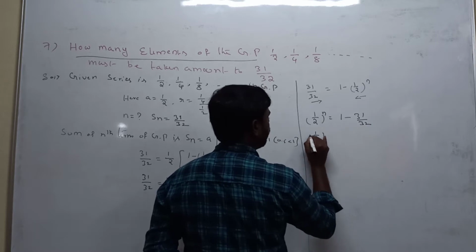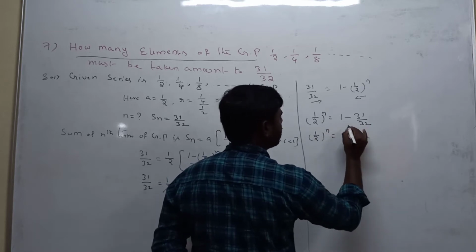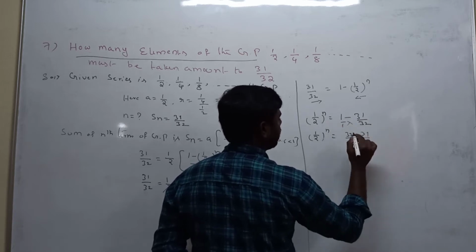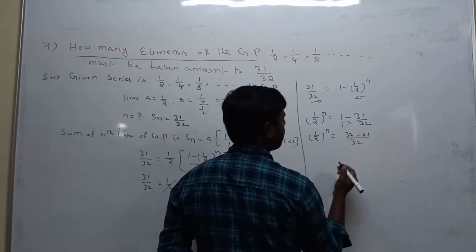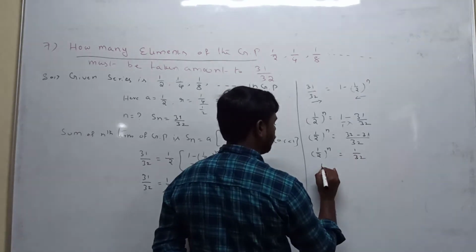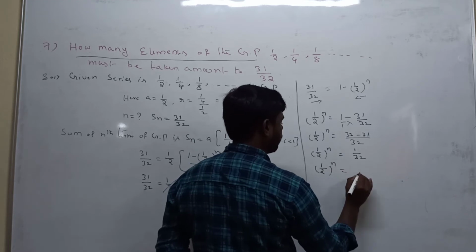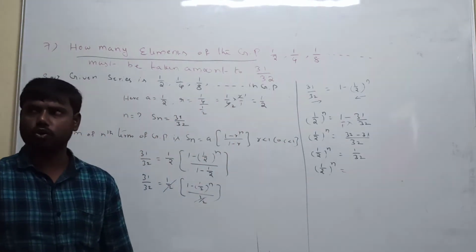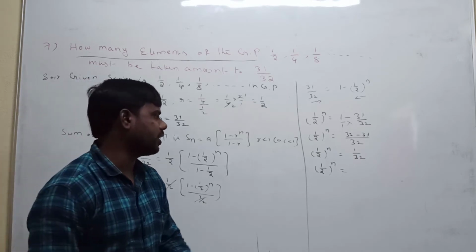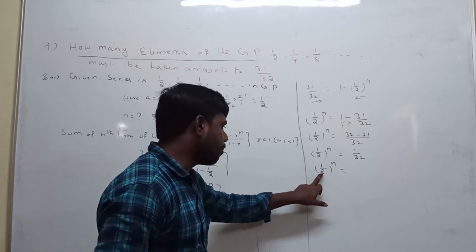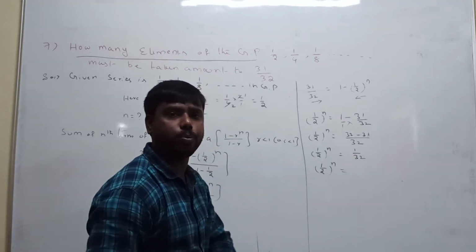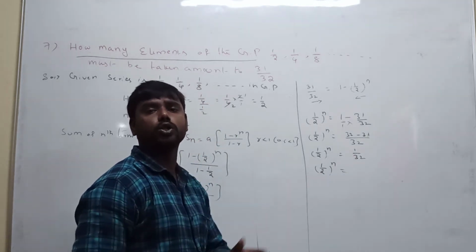So 1 by 2 whole to the power of n is equal to, LCM is 32. Cross product: 1 into 32 is 32, minus 1 into 31 is 31. 32 minus 31 value is 1 only. So 1 by 2 whole to the power of n is equal to 1 by 32. Before, 2 power of n is equal to 256, which we converted in terms of 2 power of 8 times. Here, the left hand side has 1 by 2 whole to the power of n, so 1 by 32 must also be converted to 1 by 2 whole to the power of n times.